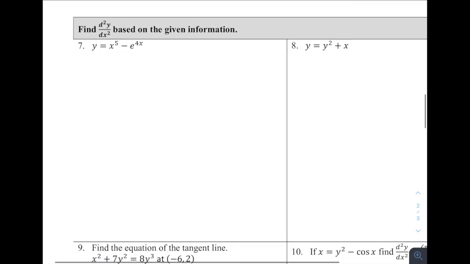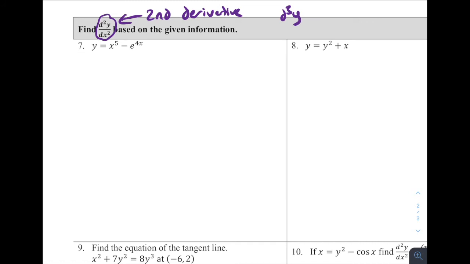Find the second derivative, d squared y over dx squared, based on the given information. Again, this is the second derivative. Keep an eye out for that notation, right? We could have a third derivative if we were to write it like this. Great. So in order to find that second derivative, we need to find the first derivative first.